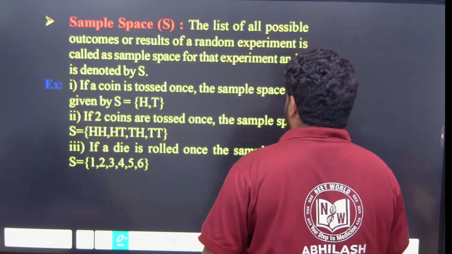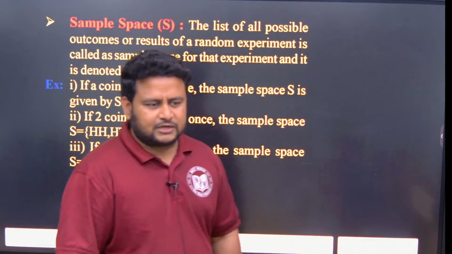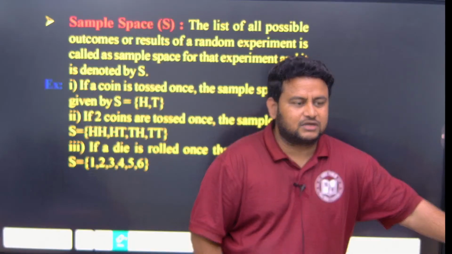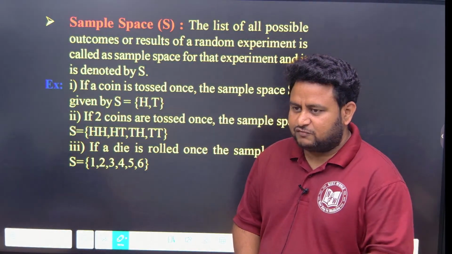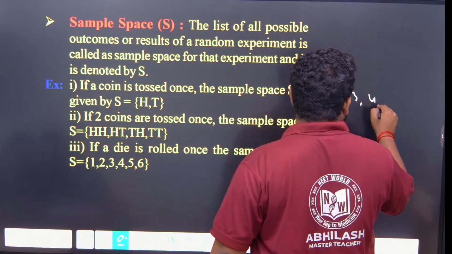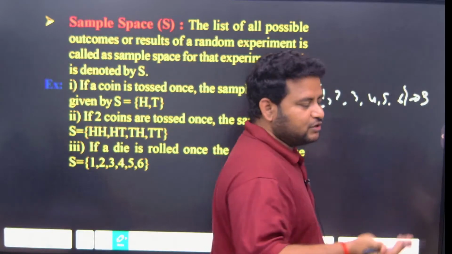Now, sample space. What do you mean by sample space? On tossing a coin, you may get head or a tail. So the total number of outcomes is called the sample space. And rolling a die, what are the numbers you can get? 1, 2, 3, 4, 5, 6. If you combine all of it, this itself is a sample space, the total number of outcomes.